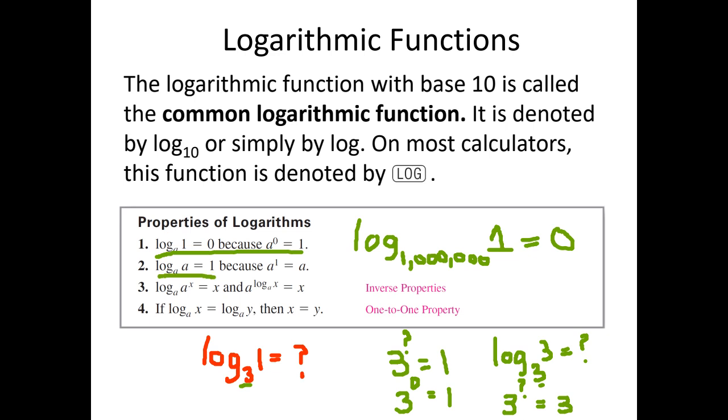The fourth property is one that, if you can use it, then it's easier to work with. And this is just saying that if you have a log with the same base, then you can set x equal to y. Okay, so I think we have some examples here. It says use properties to solve.